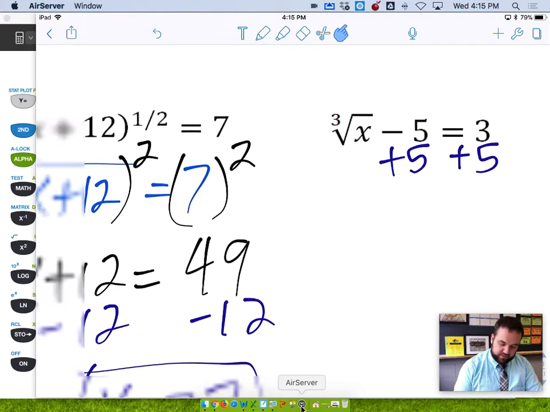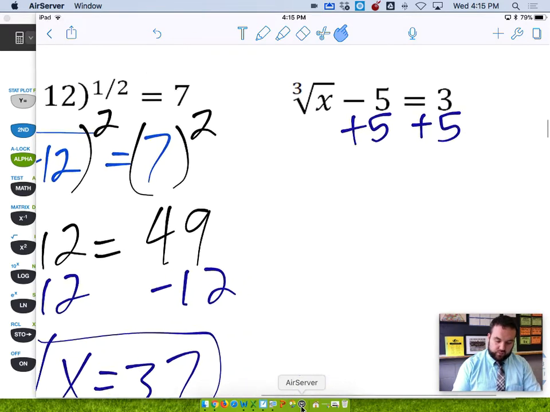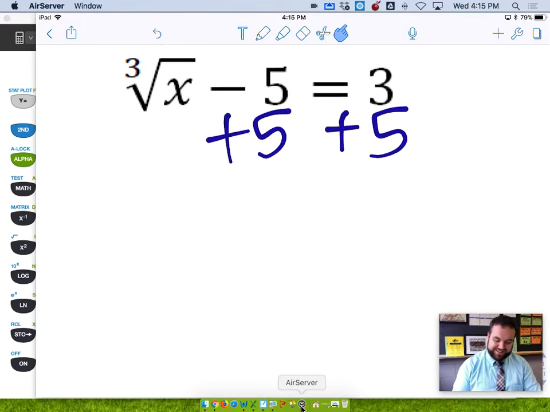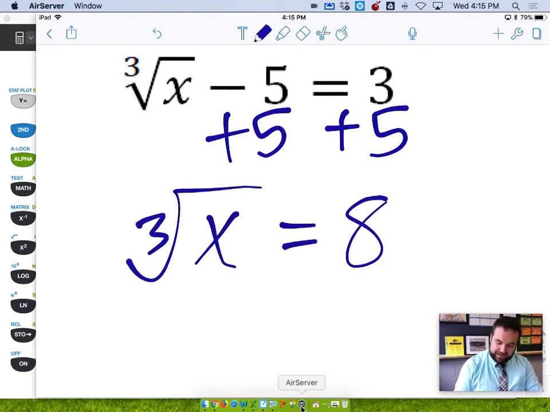If you look at the previous example, I waited to subtract the 12 until after I squared both sides, and that's because the 12 was in the parentheses or underneath the square root. Here, that -5 is not, so I'm going to add 5 to both sides. That gives me the third root of x is equal to 8.